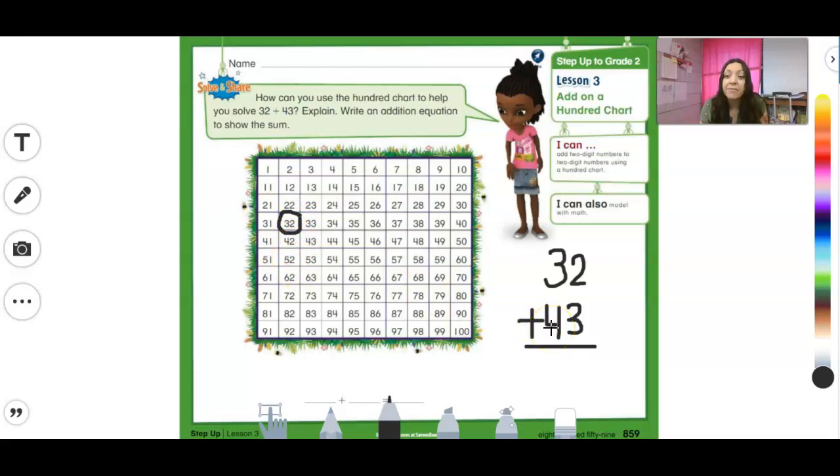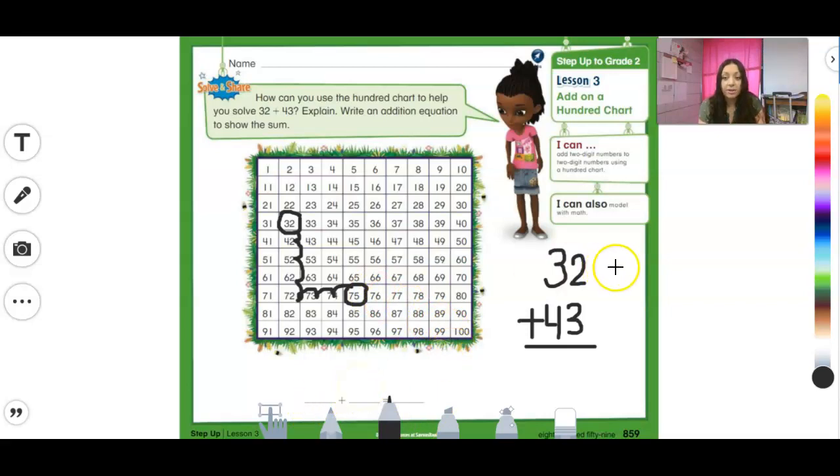So if I'm going to add 4 tens, I'm going to go down how many times? 4 times. So 1, 2, 3, 4. So that gets me to 72. Then I need to add 3 ones. So if I'm adding 3 ones, I'm going to go to the right. So I'm going to hop 1, 2, 3. So I landed on the number 75. So I think that the answer to this is 75.